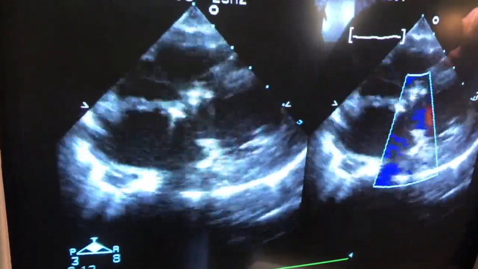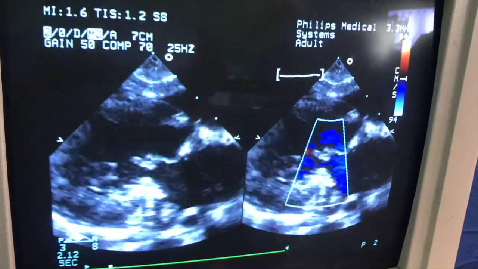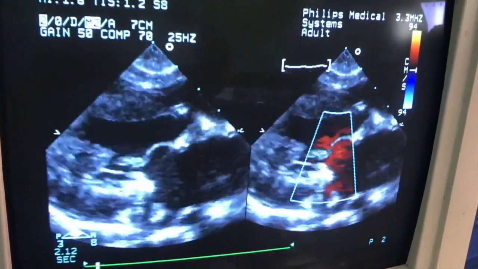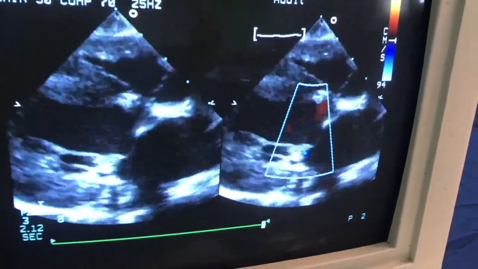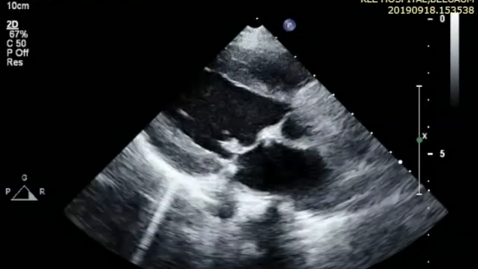Post-operative echo shows a competent mitral valve, no mitral regurgitation or mitral stenosis. The coaptation height is around 6 to 7 millimeters. There is no mitral regurgitation seen.